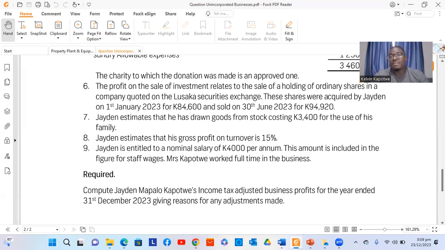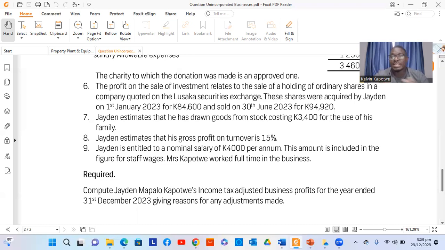If these goods have been deducted at cost, then the profit component of those goods must be added back and taxed under the Income Tax Act. So the goods must be taxed at the market value in this case. So the guidance has been given. So Jaden estimates that his gross profit on turnover is 15%. So the gross profit margin on his turnover is basically 15%.